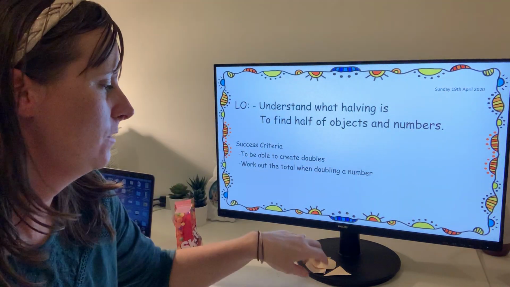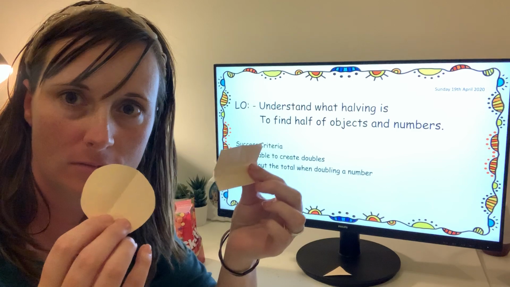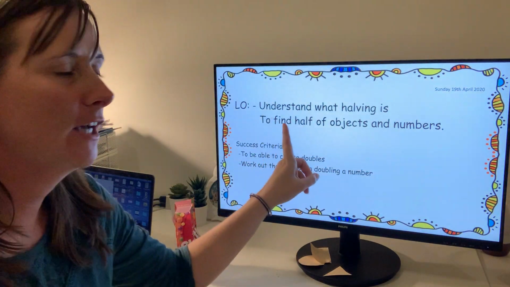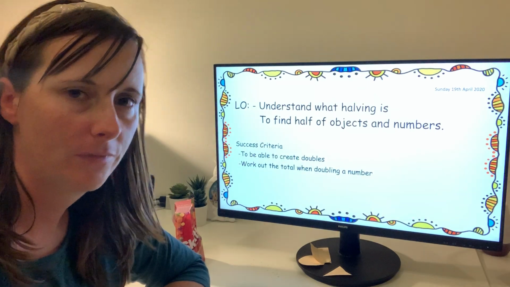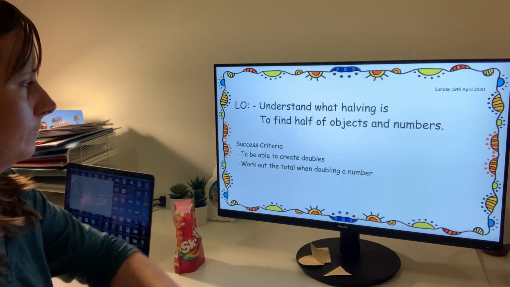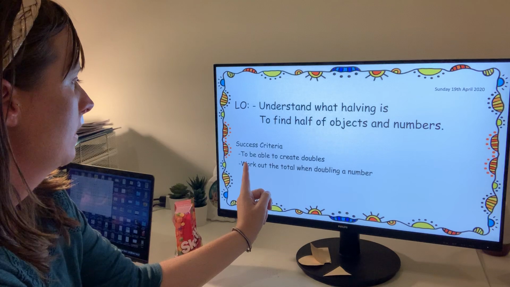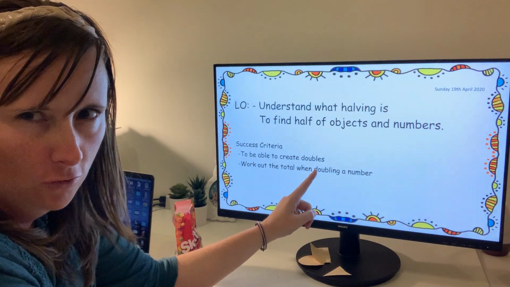So today, the other day we looked at half of shapes, and we coloured some shapes. Today, we're going to be finding half of objects and numbers. So that's what we're going to be learning today. Our success criteria is to be able to create halves, not doubles. I'll change that.